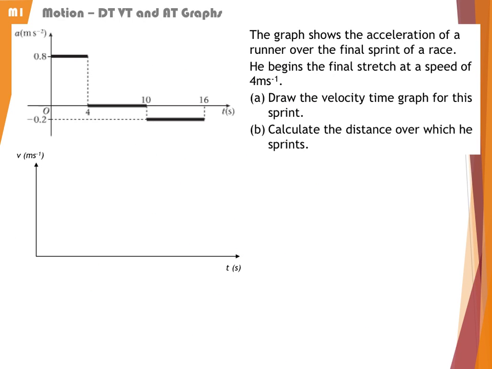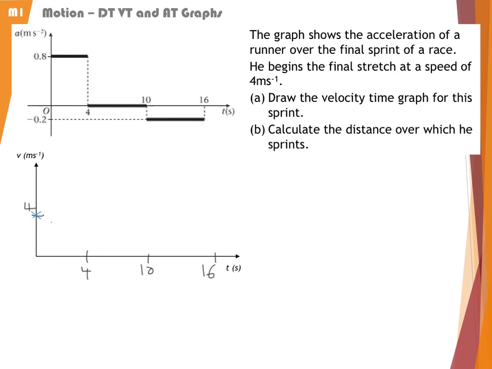Here's an exam question going the other way. They've given us an acceleration time graph, and we've got to plot the velocity time graph from it. I've chosen only positive velocity because it's talking about a race, so we're obviously not expecting the runner to be going backwards. We're also told that he begins this stretch at a speed of 4, so I'm going to put 4 on my graph, and that's where my first point is going to be. The key times that I want are 4, 10 and 16.